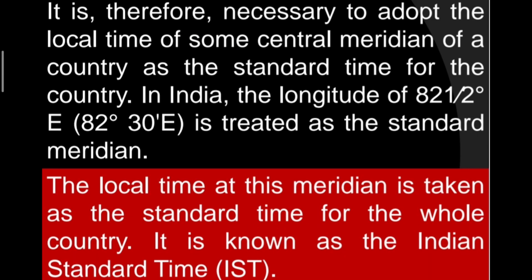It is therefore necessary to adopt the local time of some central meridian of a country as the standard time for the country. In India, the longitude of 82.5 degrees east, or we can say 82 degrees 30 minutes east, is treated as the standard meridian. The local time at this meridian is taken as the standard time for the whole country, and it is known as Indian Standard Time. So what is Indian Standard Time? We can give the answer: 82.5 degrees east is the Indian Standard Time, IST.